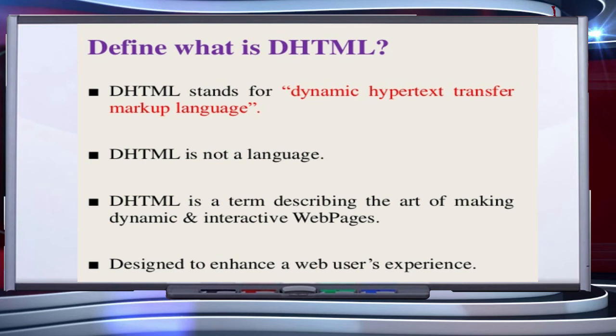DHTML refers to a new HTML extension that will enable a web page to react to user input without sending a request to the web server. DHTML, that is the dynamic hypertext markup language, is typically used to describe the combination of HTML, style sheet, and script that allows documents to animate.